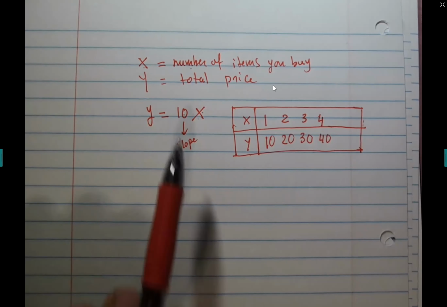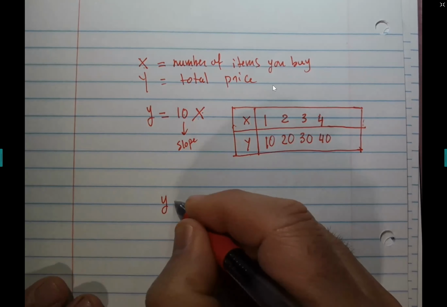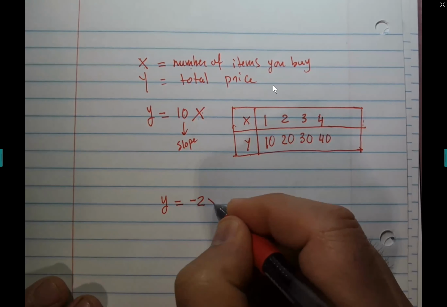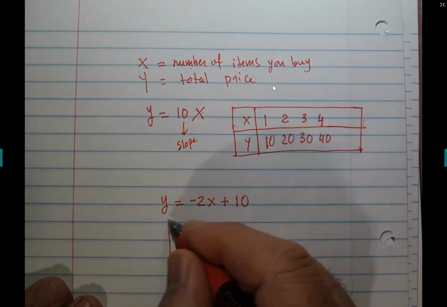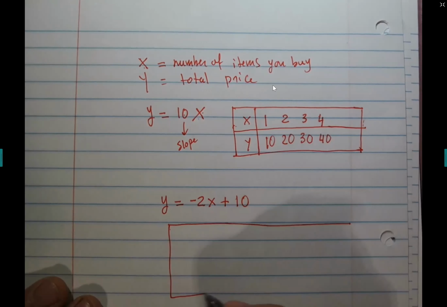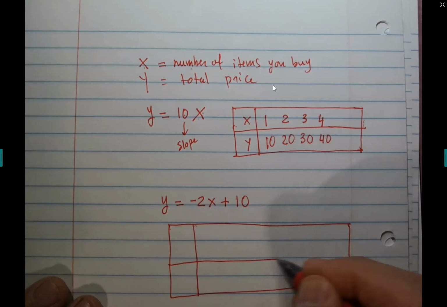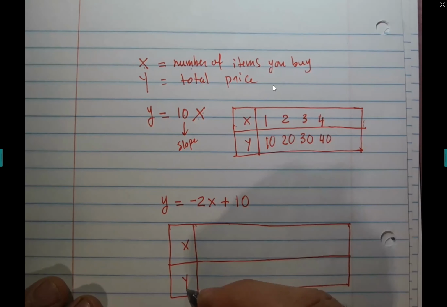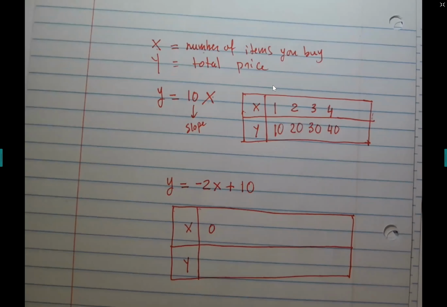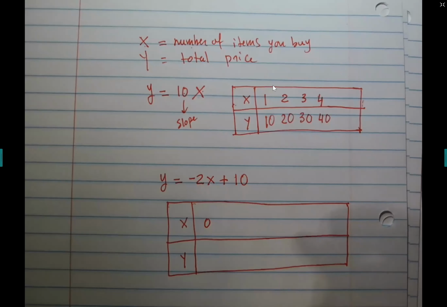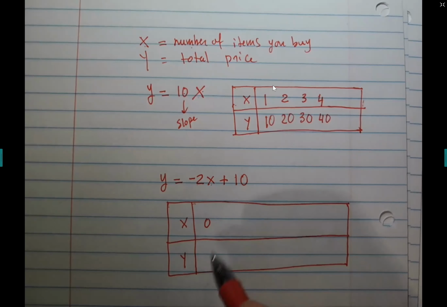Now, let me give you an example of a negative slope here. Let's take this. Okay, let's make a table. That's an equation. And help me out, guys. If x is 0, what's y? Put 0 here. Negative 2 times 0 is 0, plus 10 is 10.